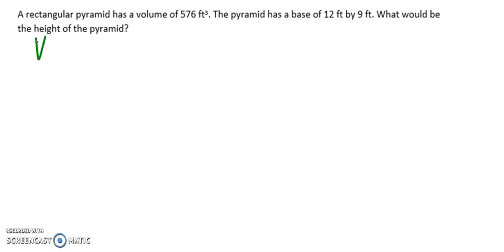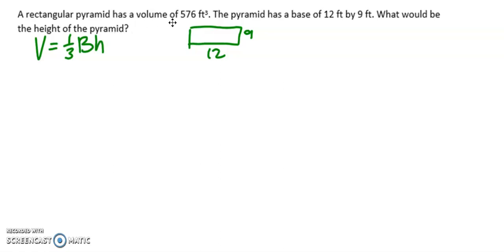So if you remember from the past videos, volume is equal to 1/3 of the area of the base times the height. For a rectangular pyramid, the base is a rectangle. So for a rectangle base, I'm just going to find the area of the length and the width, or you can say base and height. And I know it's 12 by 9 feet. So I want to find this area and then multiply it by the height and then take 1/3.